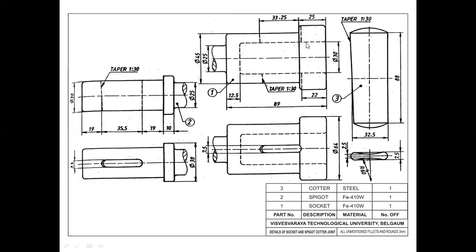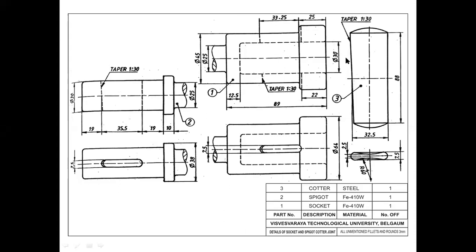I'll be teaching you how to create this socket. Okay, then this is considered as the base diagram. Then after that, this will be considered as our next part, which is the spigot. So this also will be having the required tapering, which is 35.5 mm, and this will be fitted over here. Then once it is done, this cotter will be joined over here.